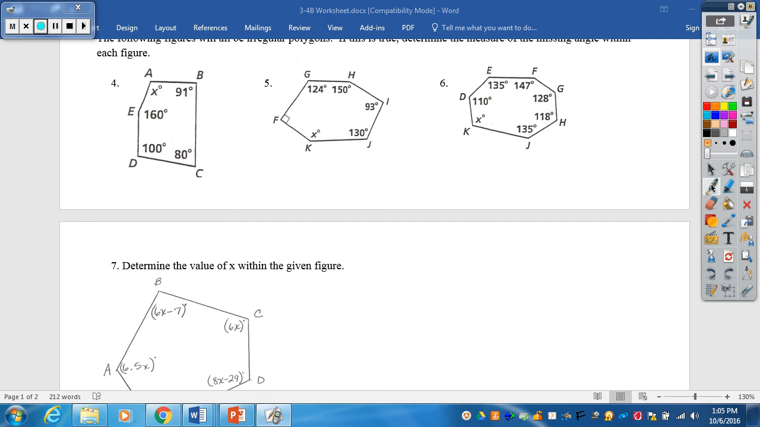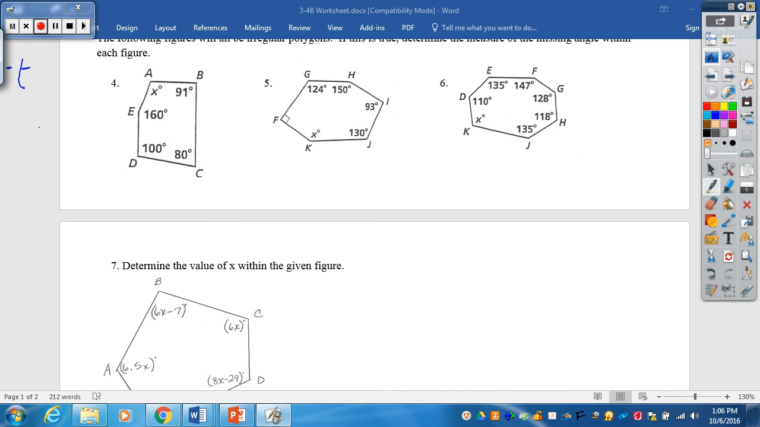In number 4, it says this. The following figures will be irregular. Okay, you can tell that, and all the sides are the same length, and all the angles the same measure. If this is true, determine the measure of the missing angle within each figure. Okay? Now, in order to do number 4, we are going to have to figure out what the sum of the interior angles will have to be. Well, how do we do that? Well, we're going to use that formula that we first derived a couple of days ago, which is the n minus 2 times 180 formula. So n, in this case, there are 5 sides.